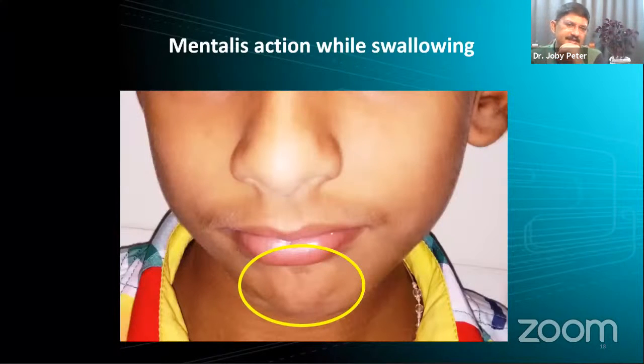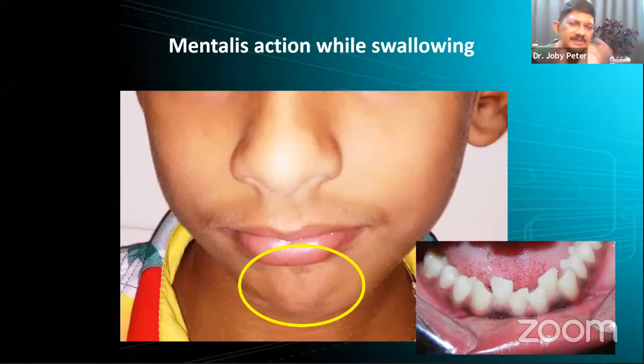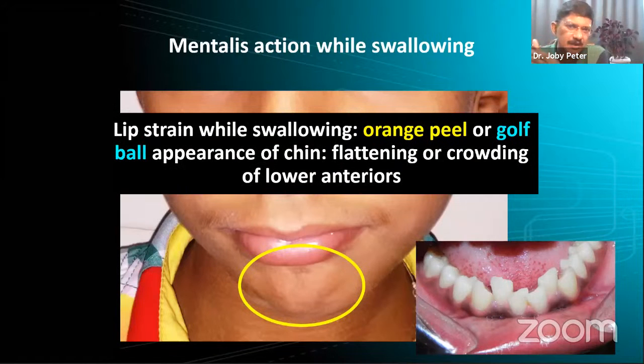The mentalis muscle exerts a huge pressure onto the pogonium or the chin area. The symphysis doesn't allow the mandible to expand, and you can see crowding happening there. There will be lower anterior crowding. So lip strain while swallowing, orange peel, or golf ball appearance. These are technical terms. If anybody is giving a NEET exam or any kind of exam, you can see a question like this: the orange peel appearance of mentalis is called like that. I'm not going into that, it's all viva questions or exam point of view.